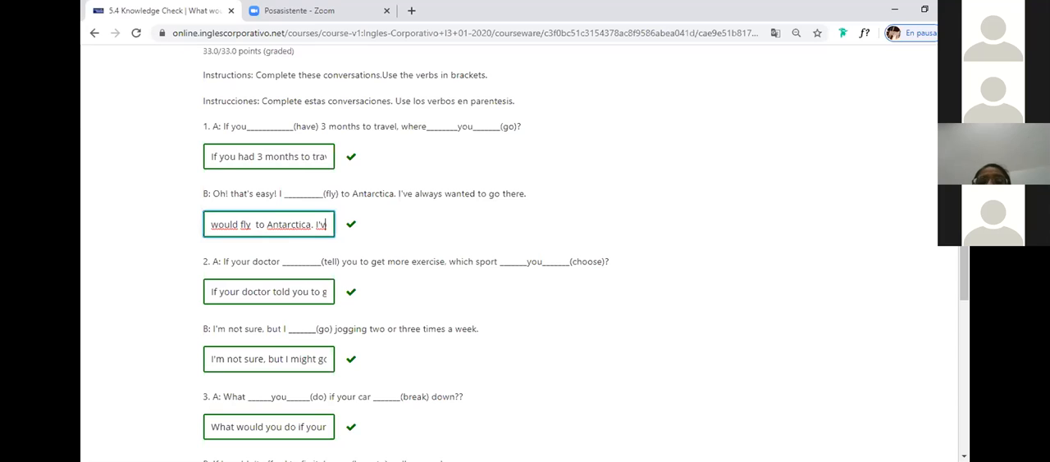I will fly to Antarctica. Con A mayúscula, fíjense, chicos. Y Antártica, ¿verdad? Check the spelling, always. Y tiene punto aquí después de Antártica. Always want to go there. Pero si gusta, copien las demás, pero ya tiene la respuesta. Así que ya vaya viendo si están con las mayúsculas, los signos, para que logren terminar todo el ejercicio. Si no, no vamos a lograr terminar.